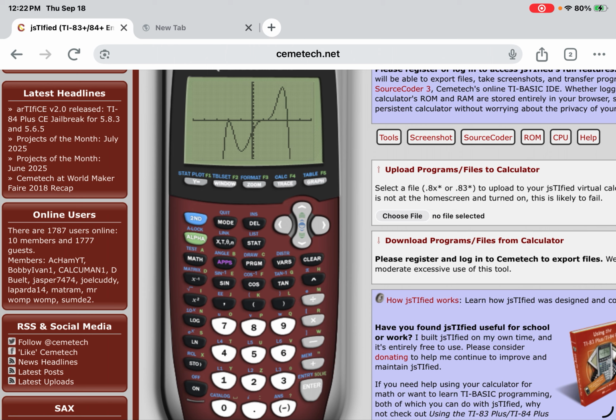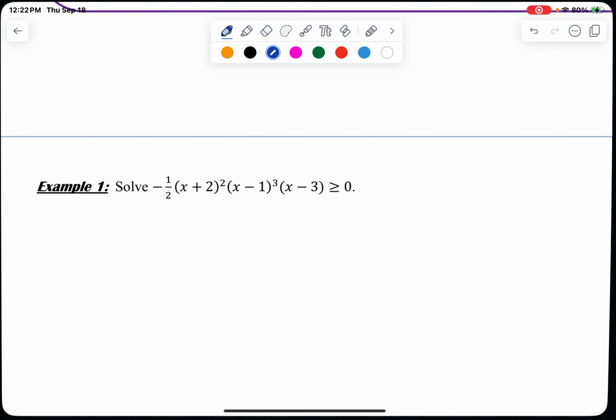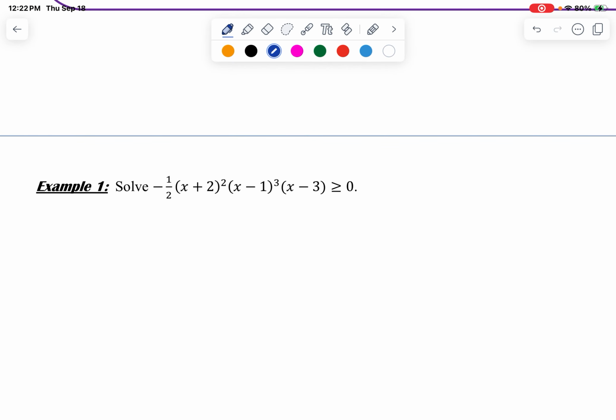So I already know what the answer is. It's -2. And all values in between 1 and 3, including 2. I know that that's what the solution is going to be, okay? But how do we get that algebraically? Because we're not always going to know what the graph looks like, okay? So let me show you how to do that.